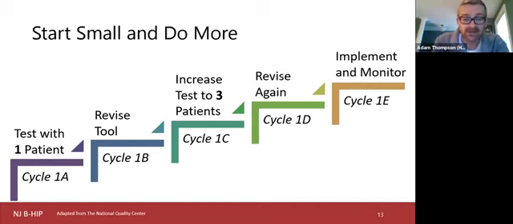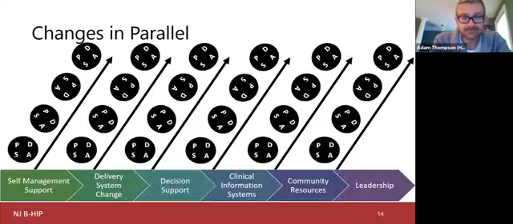And when you get to your cycle 1E, your implement and monitor, that's when you also should be thinking about things like, how will we sustain this change that we just made, right? Lori put a great comment in the chat room, the rhythm of the project, right? You got to let the rhythm of the project drive your PDSA cycles.